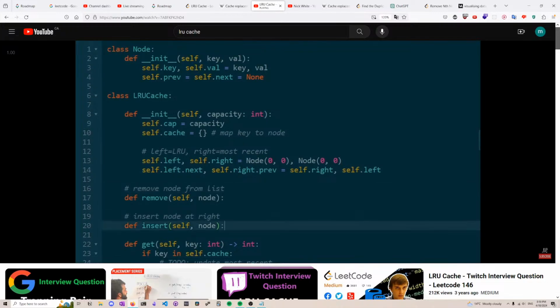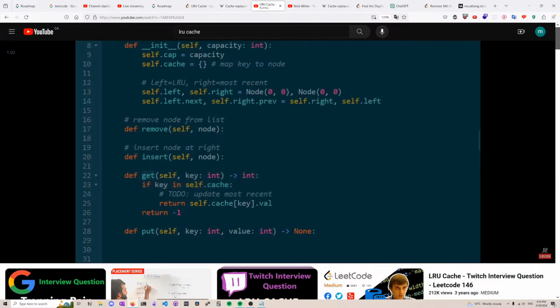So these are basically going to be pointer functions. We're going to be manipulating some pointers from our left, from our right, and doing some stuff. So I'm not even going to worry about that. All I know is that we have a helper function that can remove any node from our list, and a helper function that can insert any node at the rightmost position of our linked list.